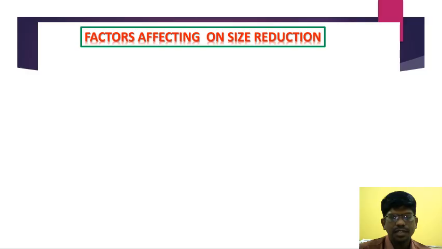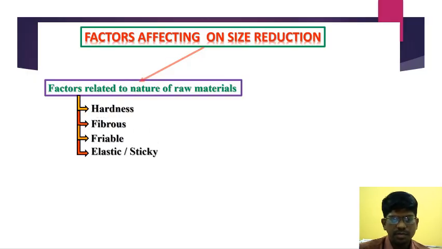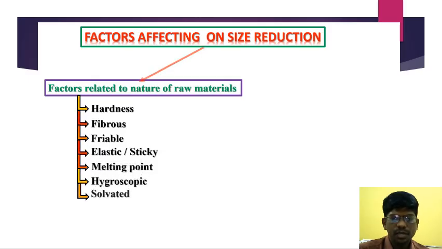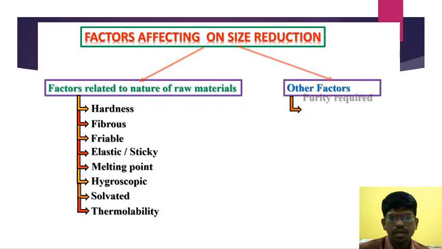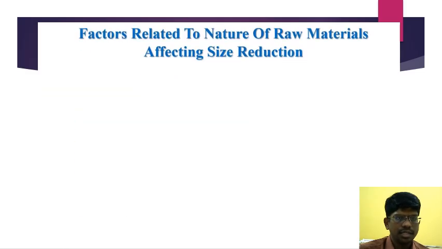And factors affecting the size reduction. First, the factors related to the nature of the raw materials, like hardness, fibrous, friable nature, elastic or sticky nature of the material, its melting point, hygroscopic nature, solvent and thermolability. And the other factors, like purity, how much purity we are expecting, flammability, particle size and moisture content.